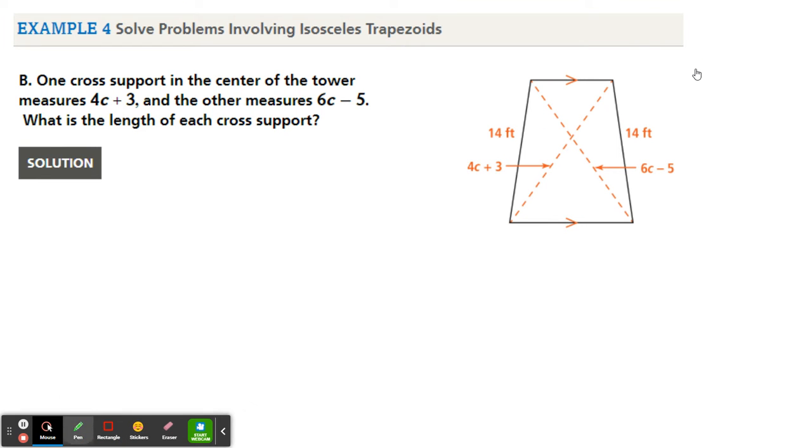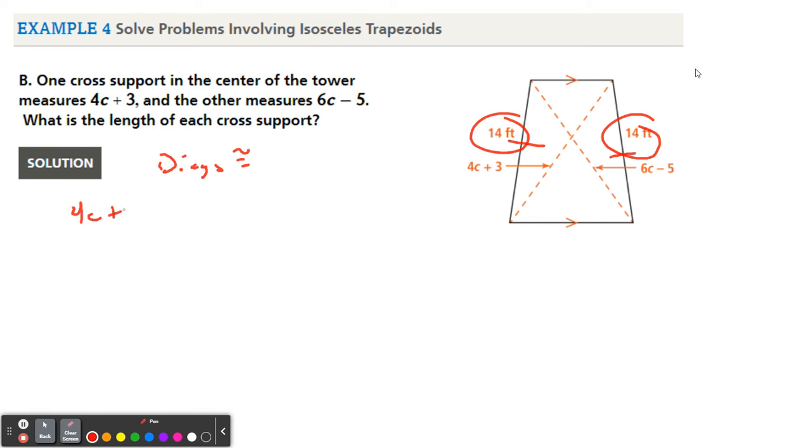Okay. B. It says now one cross support of the center of the tower measures 4c plus 3, and the other measures 6c minus 5. What is the length of each cross support? So this is isosceles again. 14 and 14 congruent legs. So your diagonals are congruent. The diags are congruent. So we simply take 4c plus 3, one diagonal, and set it equal to 6c minus 5.